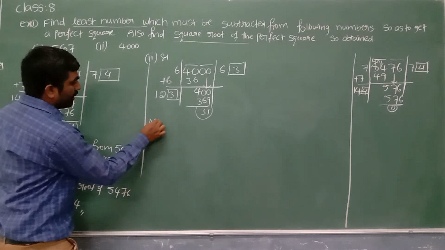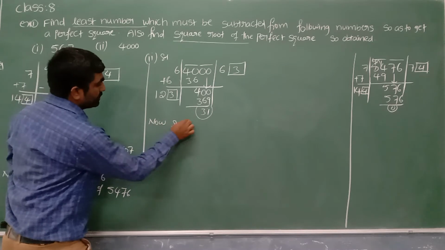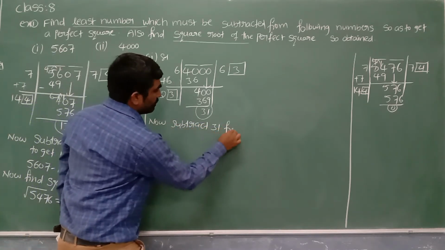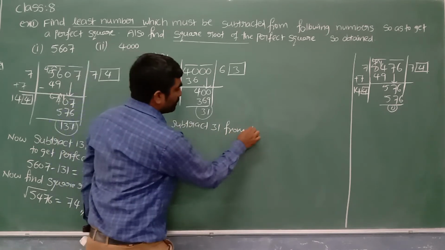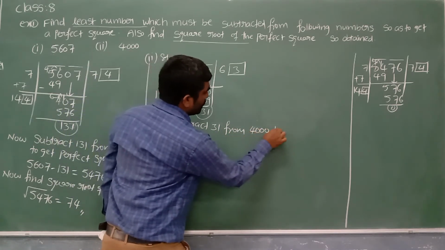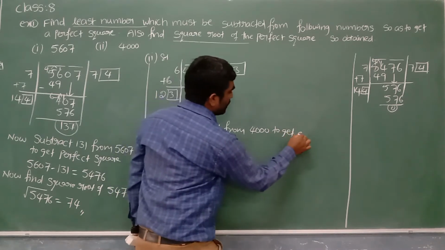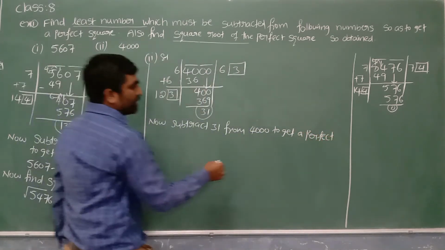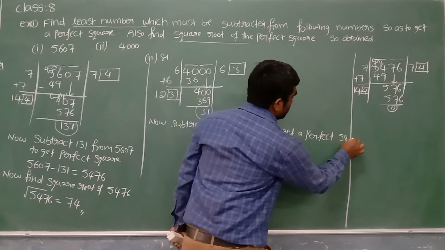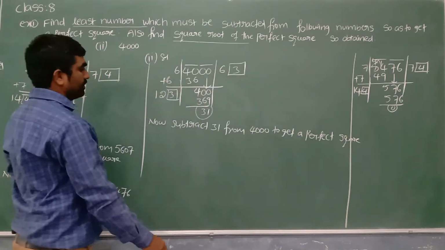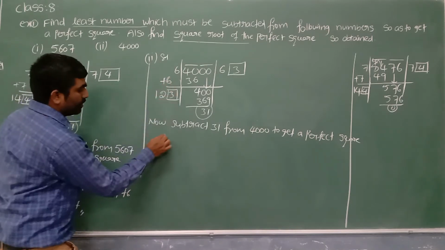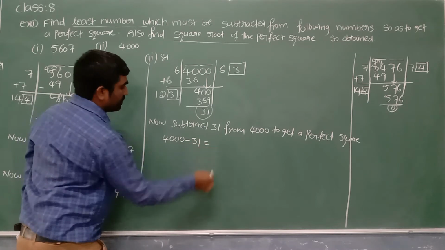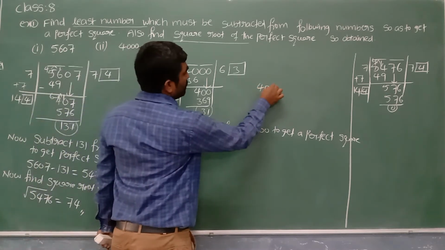Now we can write: subtract 31 from the given number 4000 to get a perfect square number. Yes, let us subtract now. 4000 minus 31 is equal to, let us subtract here.